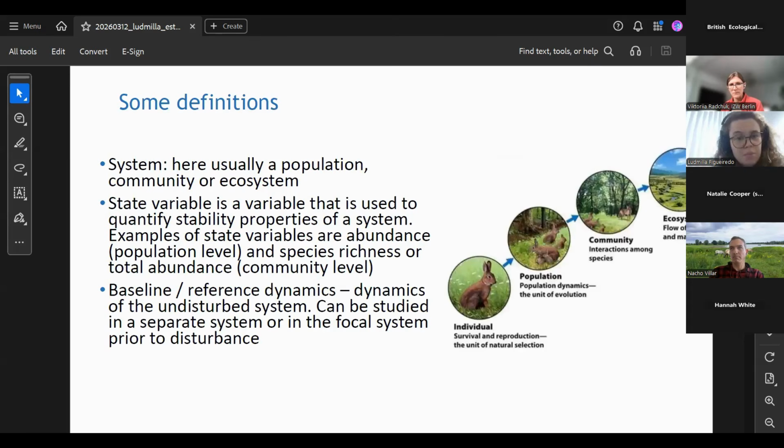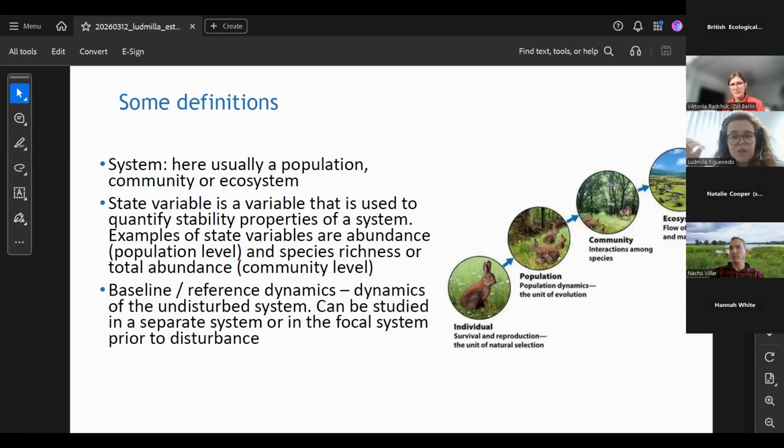And speaking of that, we actually want to establish early on some definitions that will be useful for all of us to know. So throughout the presentation and also in the paper, whenever we are talking about a system, this is something we want to measure the stability of. And it can be at different ecological levels. It can be a population, it can be a community, it can be a whole ecosystem. There is always something you can monitor that you can determine the stability of.